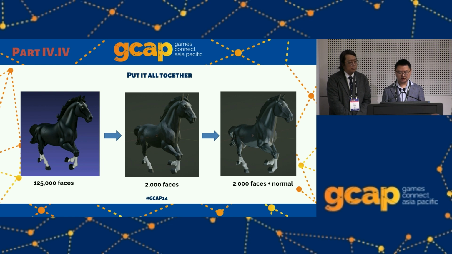The comparison illustrates the outcomes. The left image displays the original generated mesh with 125,000 faces. The middle image shows the simplified mesh without a normal map, reduced to 2,000 faces. The right image features the simplified mesh with a normal map, maintaining the 2,000 faces while retaining details comparable to the original mesh on areas like the feet.